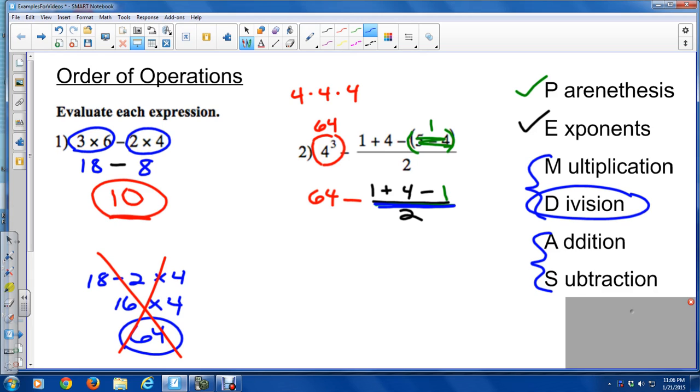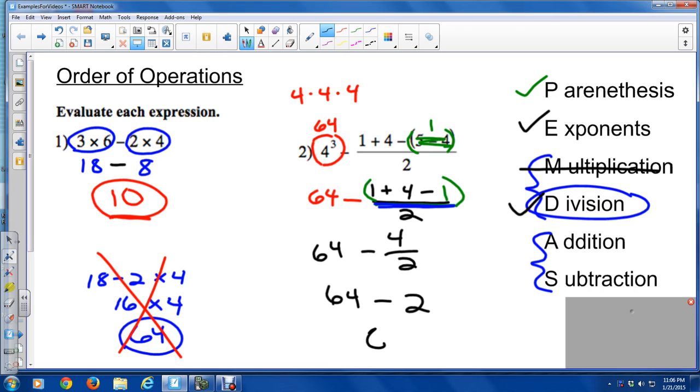But I can't do division yet because I have an automatic parentheses. Again, a little bit tricky here. I have an automatic parentheses in the numerator because I have to have a value there that I can then divide by 2. So at this point, I'm going to go ahead and evaluate 1 plus 4 minus 1 in the numerator there. And I'm getting 5 minus 1, 4 over 2, or 4 divided by 2, with a 64 in the front. We're subtracting 4 divided by 2. So I'm going to get a 2 when I actually do my division. No multiplication, skipping that one. 64 minus 2, do any addition, subtraction at this point. It's just my subtraction, 62 for my final answer.